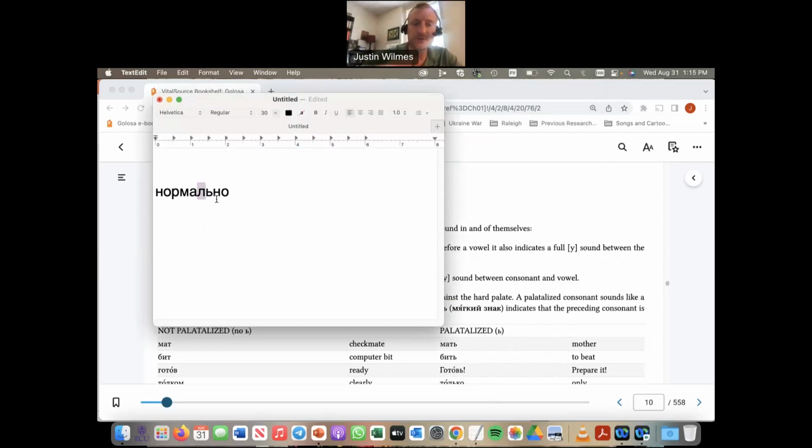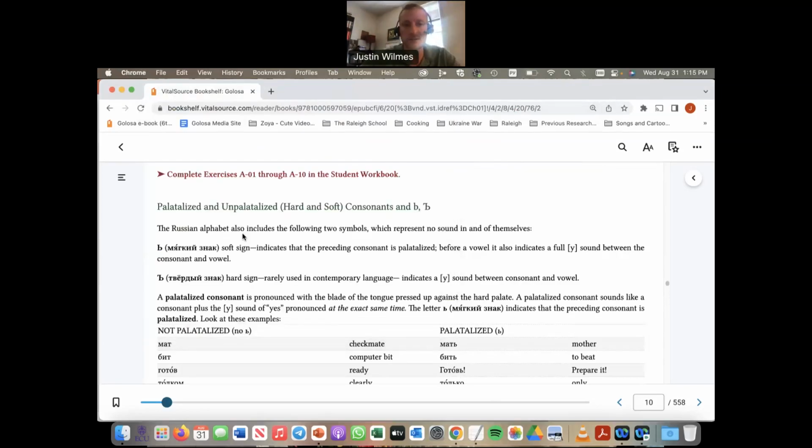How do you do that? We don't really do this in English, or at least not in the same way as in Russian. So we'll talk about how we form that, how we soften consonants. We'll come back to that in a moment.